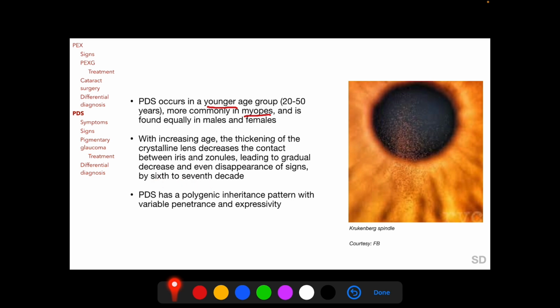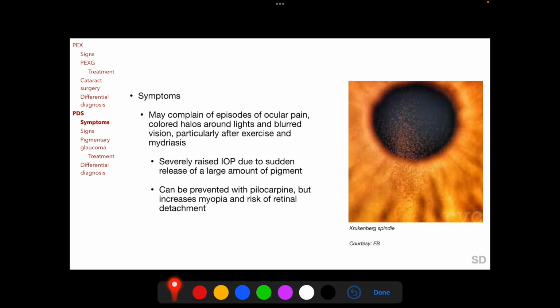So the phenomenon of pigment dispersion in these patients occurs in the mid-decades of life, between 20 and 50 years of age, during which intraocular pressure increases and glaucoma is likely to occur and progress. But at a later age, pigment dispersion ceases and glaucoma no longer progresses. PDS has been found to have a polygenic inheritance pattern.